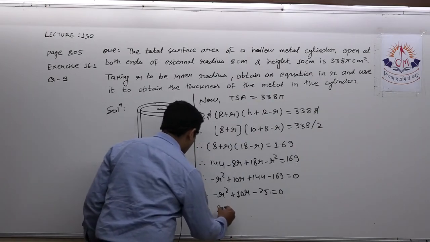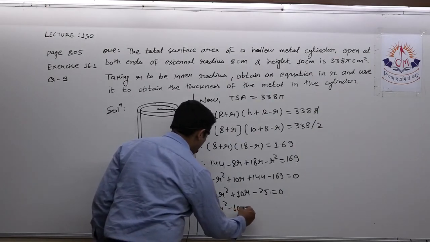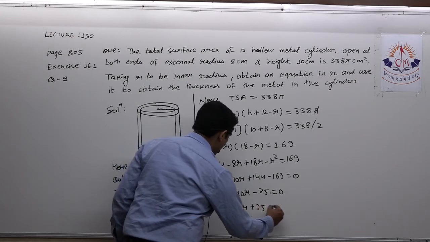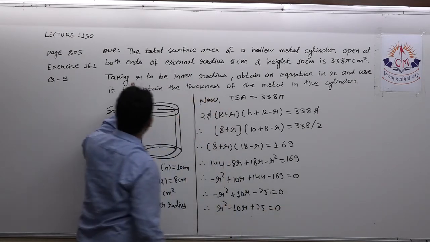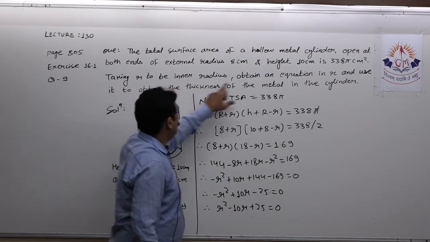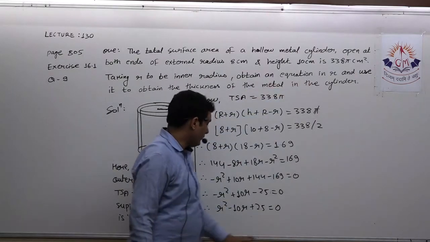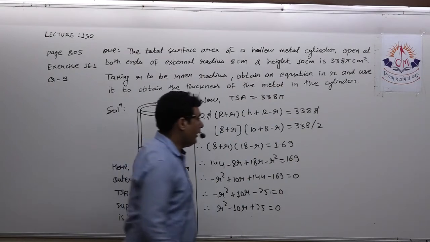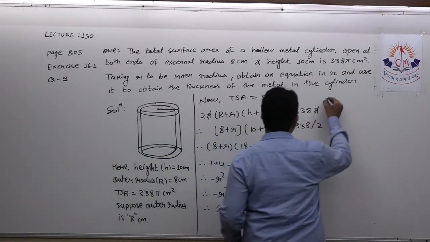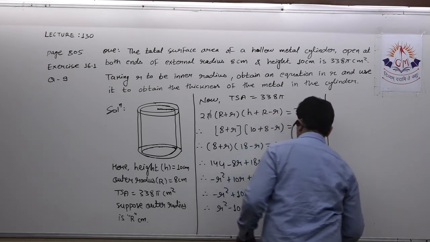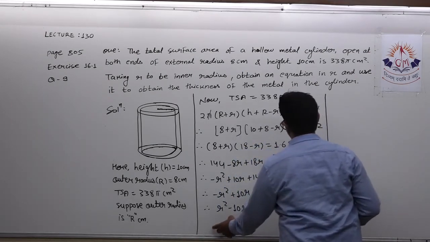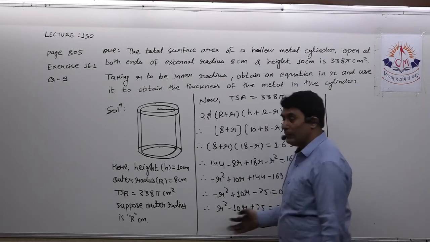Therefore r square minus 10r plus 25 is equal to 0. So this is the equation that they were asking, taking r to be inner radius, obtain an equation in r. This is the required equation in r. Now use it to get the value of thickness. Now we can simplify this. This we can say is a quadratic equation.